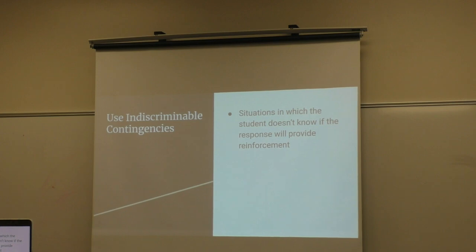Indiscriminable contingencies, so situations in which the student doesn't know if a response will provide reinforcement. This one's tricky. When a student is learning the skill, when you're teaching a new concept and they're getting it right, you want to provide reinforcement every time they get it right, so that they're like, oh, this is how I do addition, oh, this is how I read this word, and provide that so they have the foundational skill. And then after they've mastered that skill, you want to provide it on a more random schedule. So they know that sometimes they'll get reinforced and sometimes they won't, but maybe this time I will, and so they want to keep doing it.